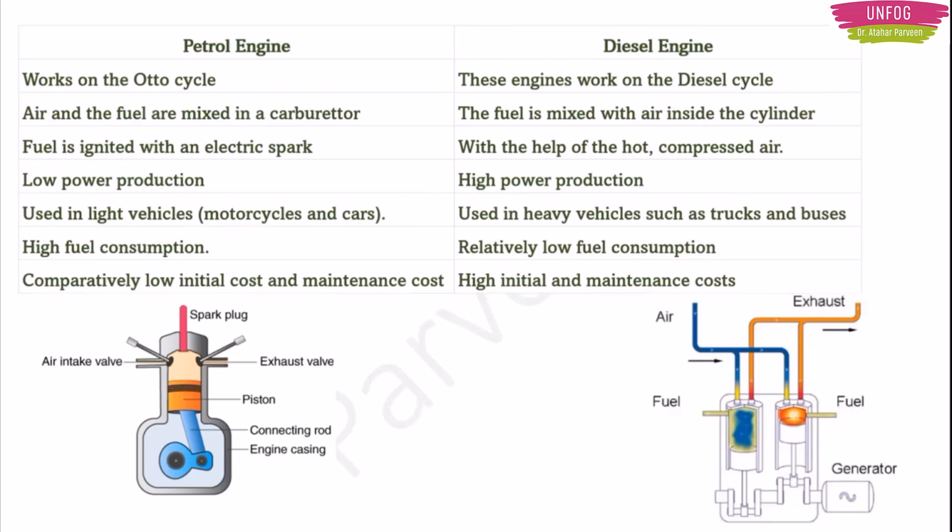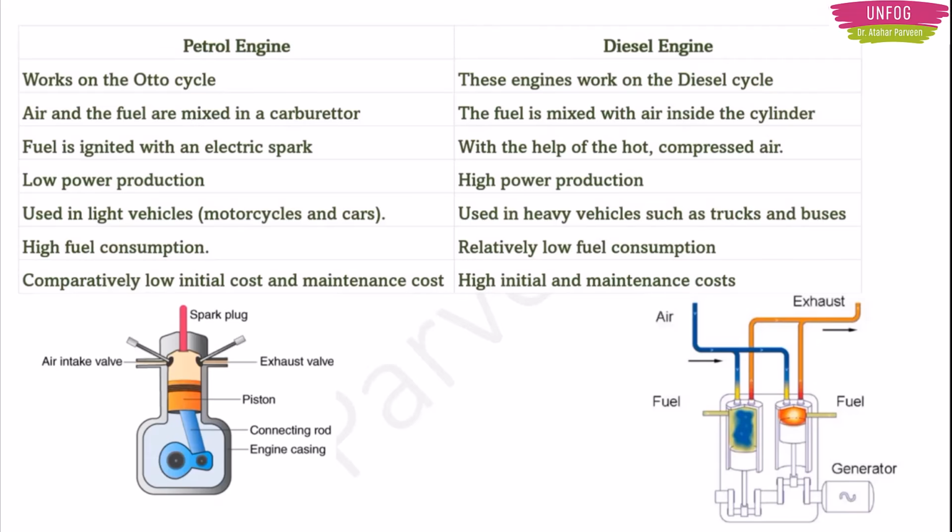And this is your diesel engine. Also, we were talking about this petrol engine. It has high fuel consumption. In a diesel engine, the fuel will not be consumed as much. Compared to a petrol engine, diesel engine will have relatively low consumption. And comparatively, you will have to invest less for a petrol engine, means low initial cost and low maintenance cost. But maintaining these heavy vehicles like trucks and buses is very costly, right? So high initial and maintenance cost will be there in a diesel engine.